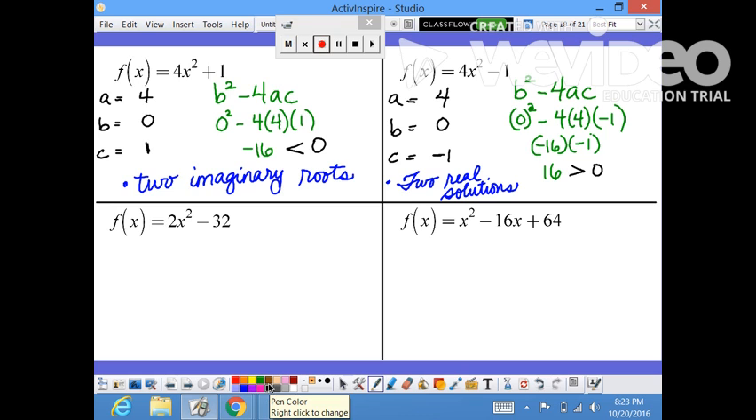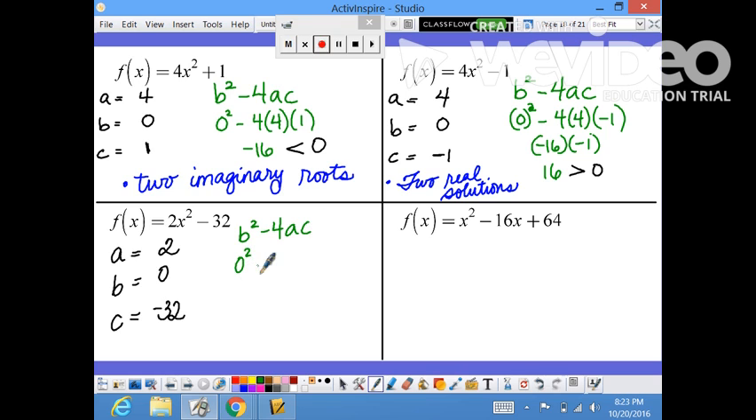Down here in the bottom left, you have f of x equals 2x squared minus 32. So a equals, b equals, c equals. A equals 2, b equals 0, and c equals negative 32. So we want to use our discriminant here. You get b squared minus 4 times a times c. Again, b is 0, so we have 0 squared minus 4 times 2 times negative 32.